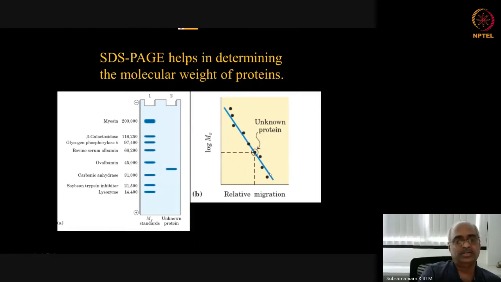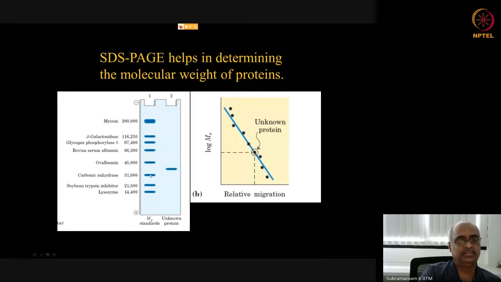Okay. So you measure the distance migrated by your reference proteins and plot on a semi-log sheet. Then you look at the distance your unknown protein has migrated, and from that graph you get the molecular weight. So if this is the distance it has migrated, look here, what is the log of the molecular weight. From that you get the molecular weight of the protein. Even without plotting, by knowing the sizes, you can tell this is somewhere between 30 and 45, probably about a 40 kD protein. So this is an important application of SDS-PAGE.